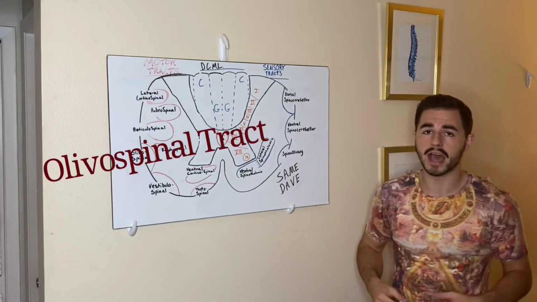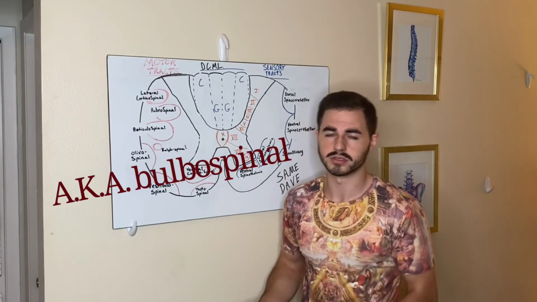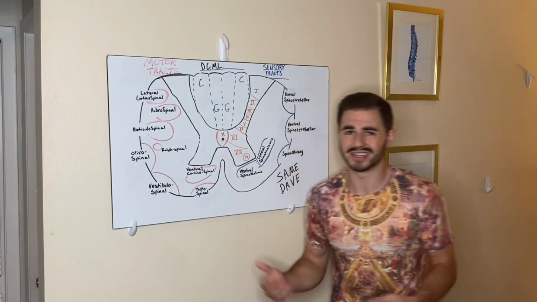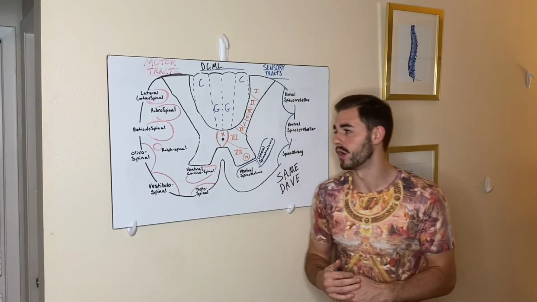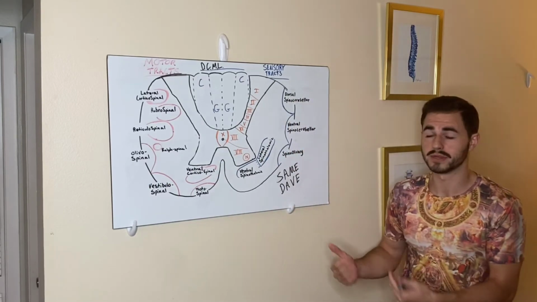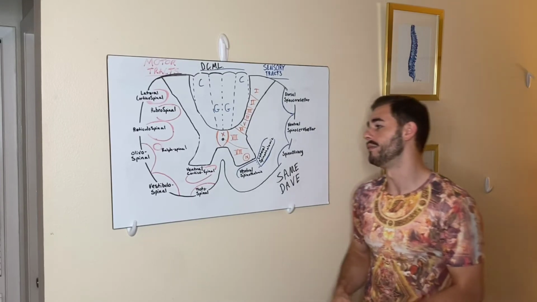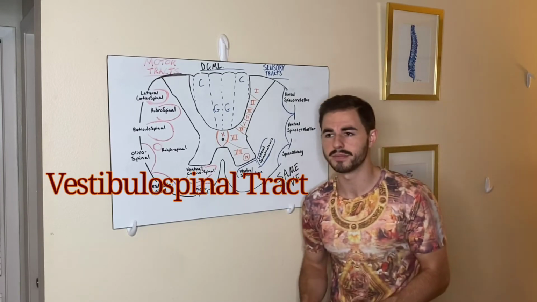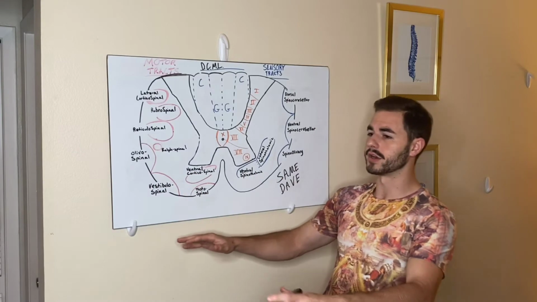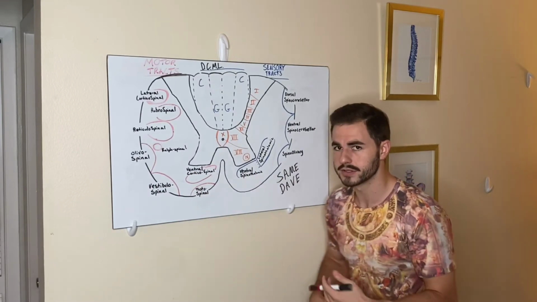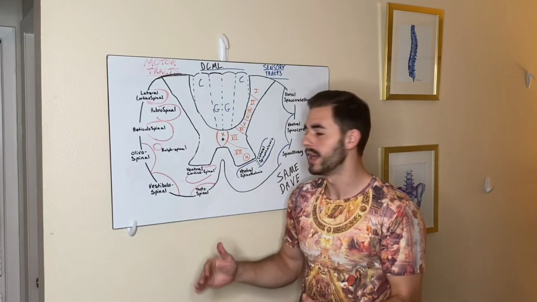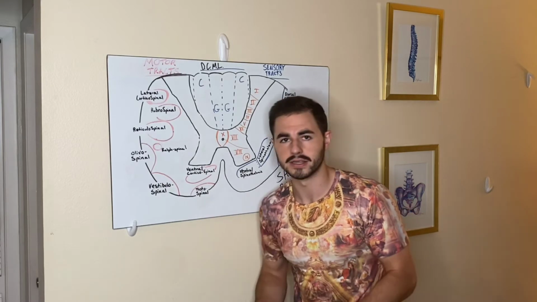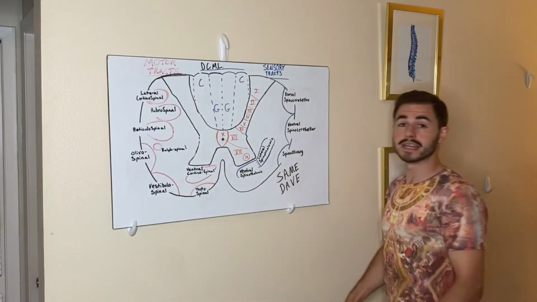Also, we have the olivospinal, also known as the bulbospinal. I'm not too big on the olivos, so we're going to say this is for another proprioceptive feedback system. Next, we have the vestibulospinal. This is a big one. If you remember the vestibulocochlear nerve, or any of those nerves that are responsible for balance, then you would know that vestibulo is for balance and postural extensors.